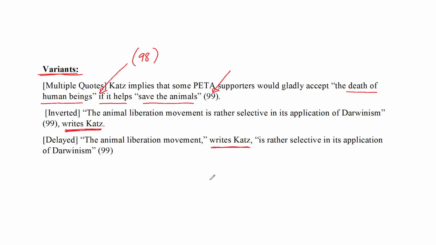So that's it for signal phrases. Try them out yourself. Try to vary your writing a little bit. And I think if you do that, you'll be able to write more freely, and you'll be able to introduce your quotations in a way that's smooth and coherent.